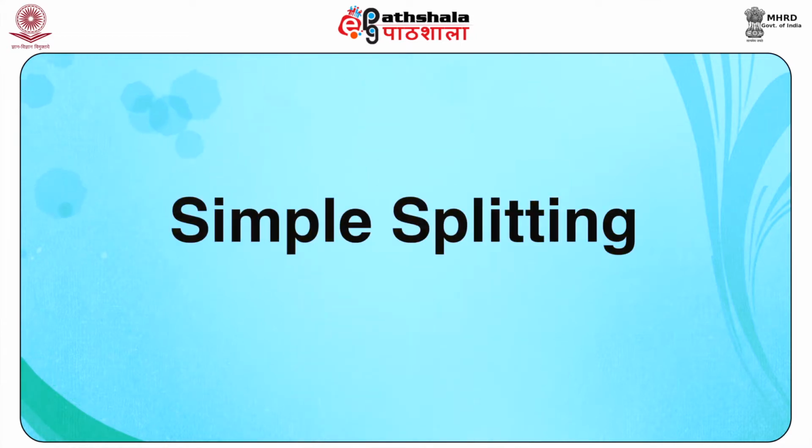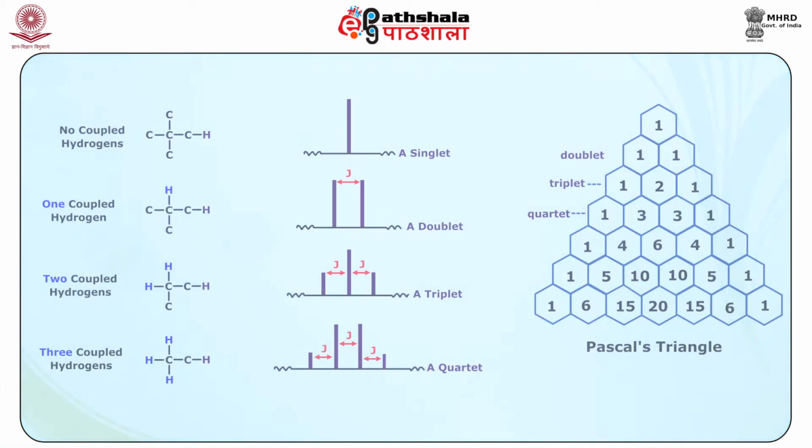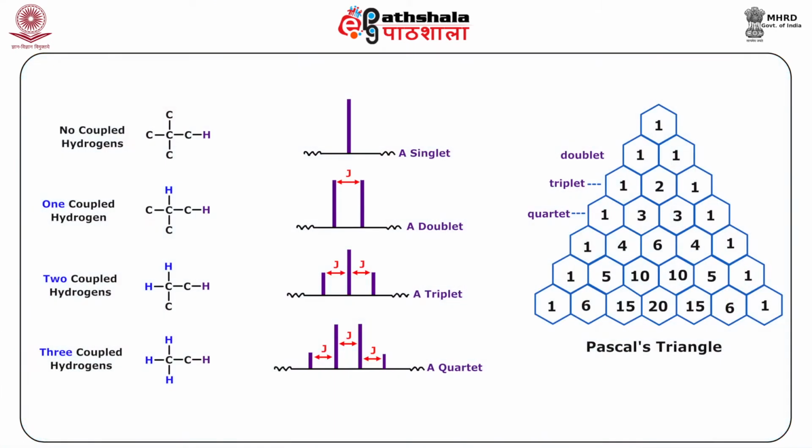Now let us begin this module with the study of simple splitting. In a simple spin-spin coupling, we observed that a particular proton is coupled to a set of equivalent protons and the multiplicity is decided by the total number of the similar types of protons in the molecule. This can be seen in the figure. The intensity of the peaks is according to Pascal's triangle. This is clearly shown here in the figure, the Pascal triangles and the coupling.